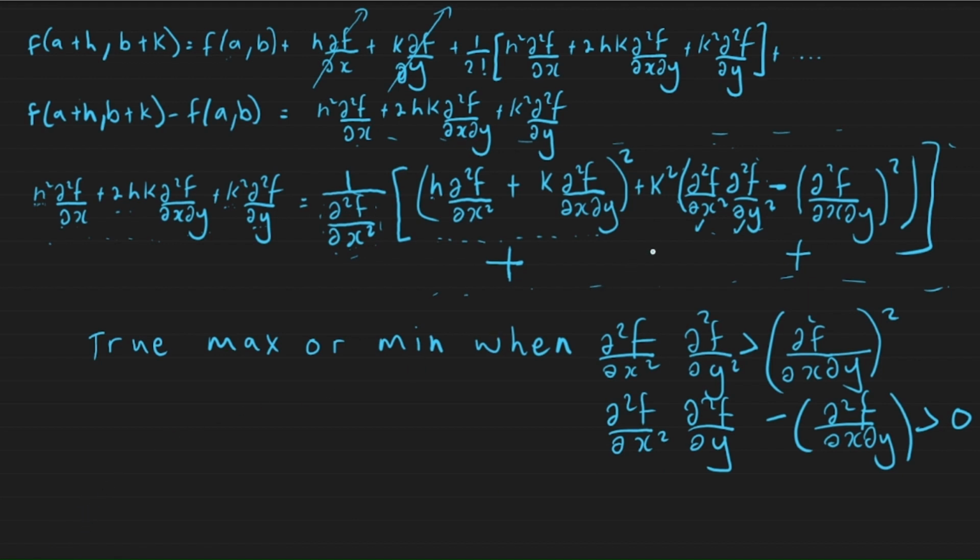The second important point is that both of these things need to be the same sign: the second derivative with respect to x and the second derivative with respect to y. So let's write that down as the second important point. The second derivative with respect to x and the second derivative with respect to y need to be the same sign.